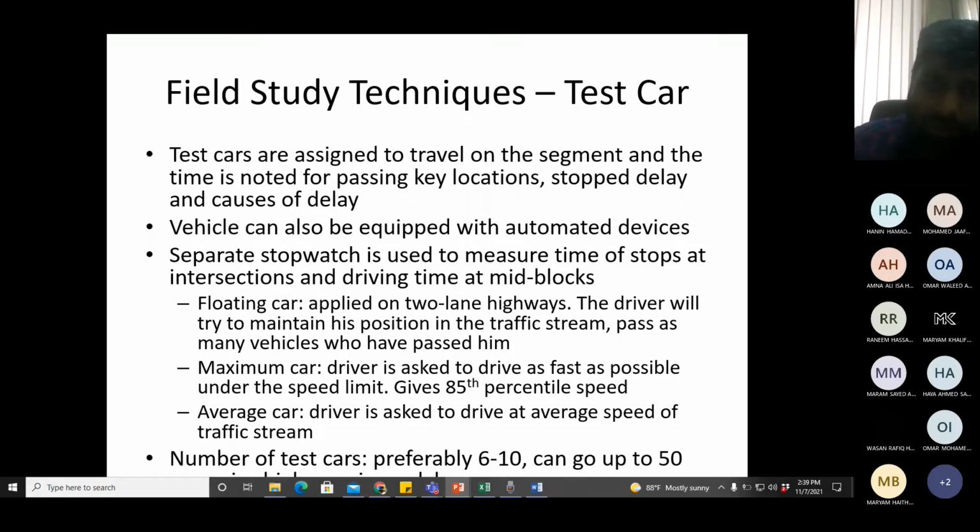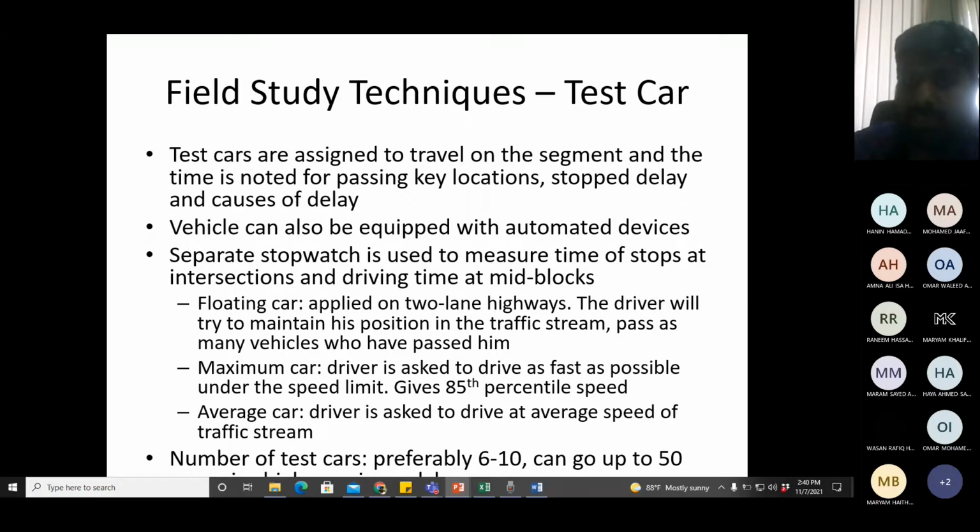The maximum car technique is also applied on a multi-lane highway, but with an extra restriction on the driver. The extra restriction is that the driver should try to go as fast as possible within the speed limit of the road. So if the driver is driving in his lane and the other lane is empty, it is his responsibility to go in the other lane and go faster. He cannot say, no, I'm driving very comfortably in this lane, I don't want to change. If he can go faster in the other lane, he should go to the other lane.